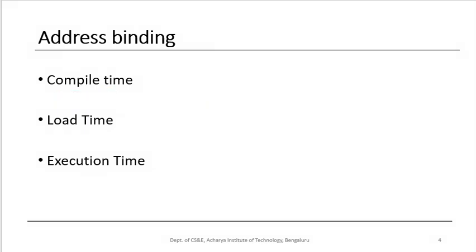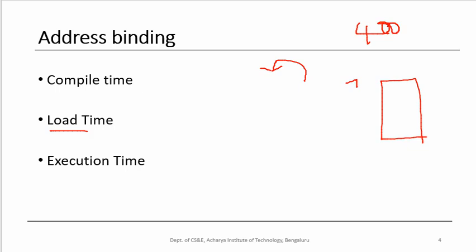And what happens at the load time? Now you have relocatable addresses, and these relocatable addresses are bound to the physical addresses of the memory location. For example, you had that relocatable address 400, and the program is loaded to memory starting from 7000. So this relocatable address gets converted into 7400. That's what happens at the load time.